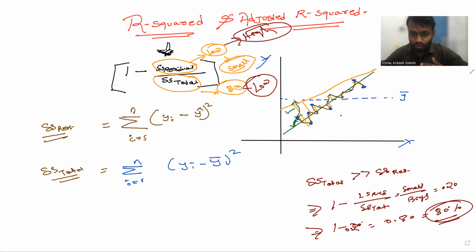So let's go for the adjusted R square. If I'm talking about the R square range, the range is negative infinity to 1. So let's go for the adjusted R square. What is adjusted R square?